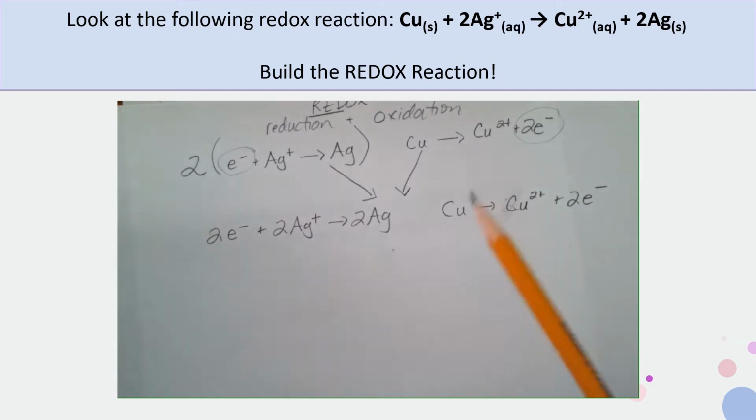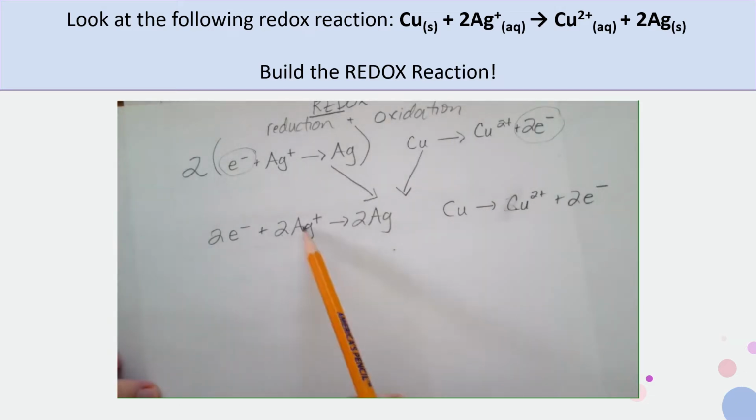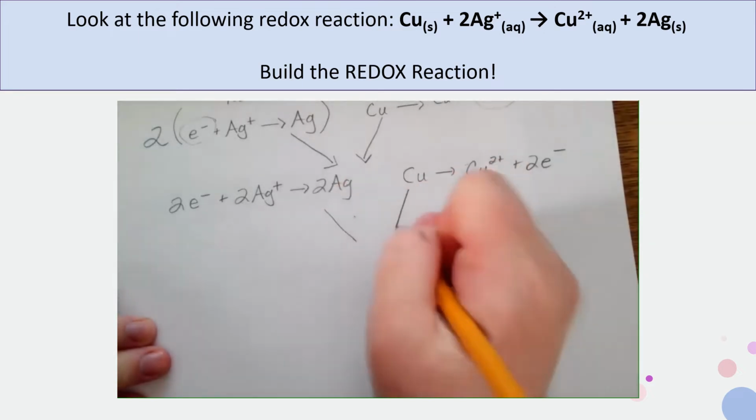So does matter balance? 1 copper, 1 copper. 2 Ags, 2 Ags. Yes, matter balances. Do electrons balance? 2 on this side, 2 on this side. Beautiful. Now I can combine them.